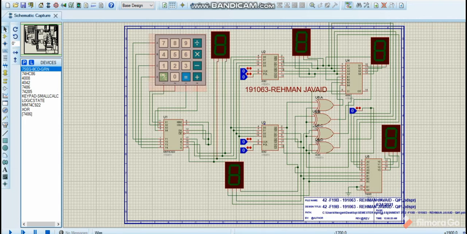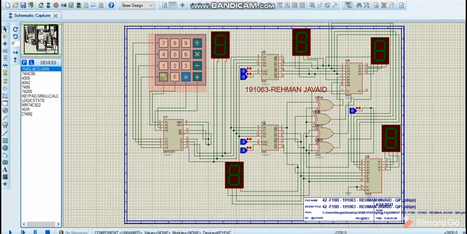So there are 2 stages in this circuit. We will give input, and the 2 stages perform differently. In the first stage it will do addition, and in the second stage the circuit will do multiplication. So when we give input, it will perform different operations, for example addition and multiplication.